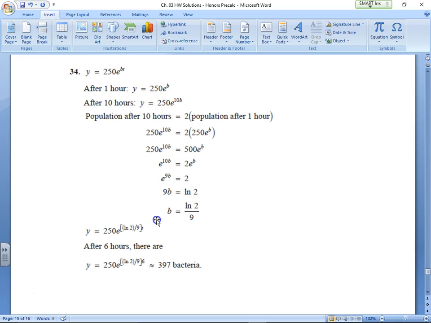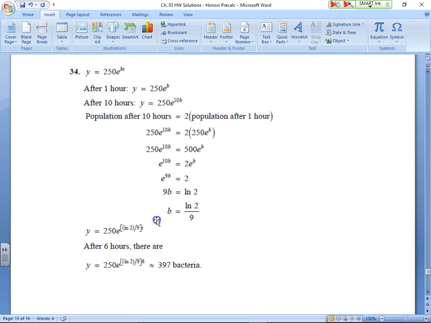Number 34. Why are you using this formula? Did they give it to you, or did they say growth, or did they say both? Both? Okay, they gave you the equation and they said growth. After 1 hour, t is 1, so they plugged in 1 for t. After 10 hours, t is 10, so they plugged in 10. And then they said the population after 10 hours is 2 times the population after 1 hour, or is double. So that's how they used the clue. I might have done it a little differently, but technically that does work.